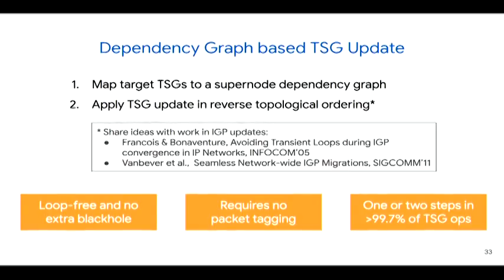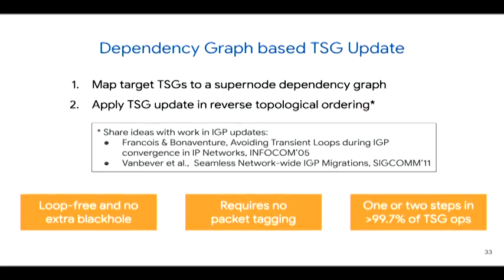Our solution shares the same idea as prior work on IPG update, by modeling the TSG update problem using the supernode dependency graph. By updating the supernodes based on the reverse topological ordering of the dependency graph, we can achieve a loop-free update while using only one or two steps in the majority of cases, without requiring packet tagging.